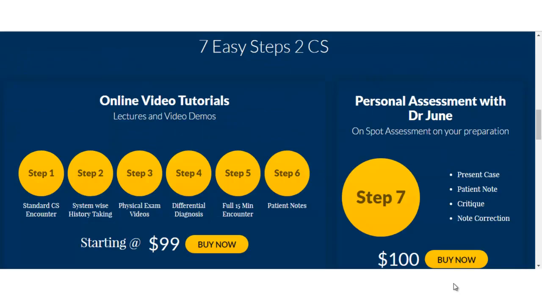I created this very easy self-study module called the 7 Easy Steps to CS. The 7 steps, if you systematically follow from step 1 to step 6, which is a video tutorial you could do at home, and then get assessed in step 7, that forms a complete module for getting you ready for step 2 CS. Step 1 is like the standard CS encounter.